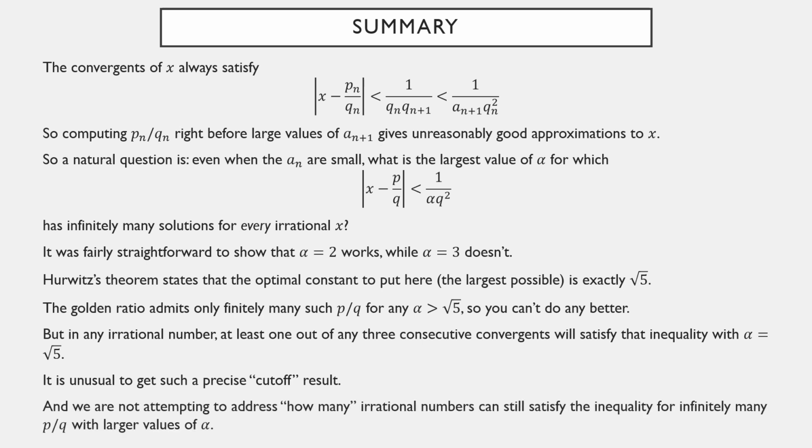Also, we're not attempting to address, for values of alpha larger than root 5, some irrationals fail, but how many? Which ones? We're not trying to answer that question. It just takes a lot more work, and we're already just over half an hour.